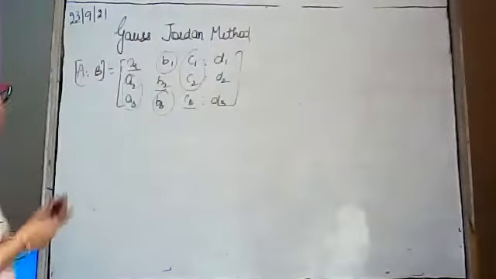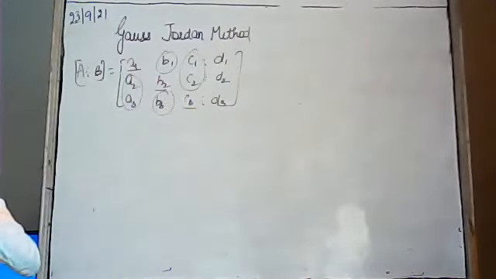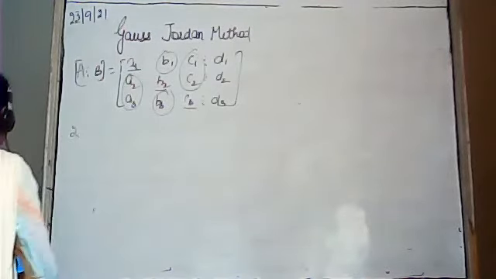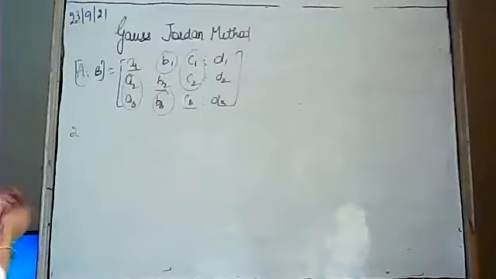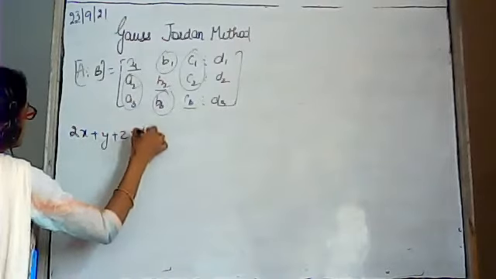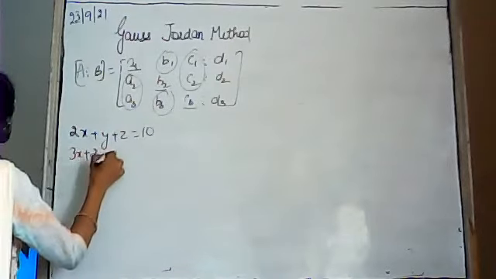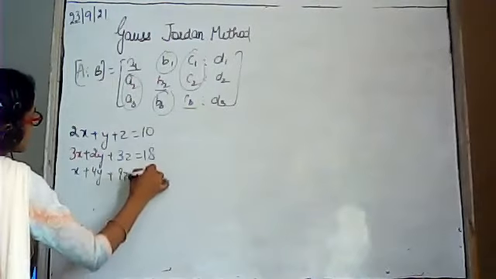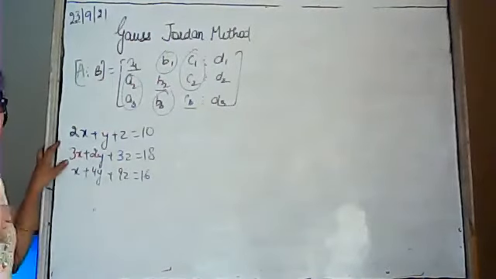क्वेश्चन है इसके ऊपर, solve. Question is, solve 2x plus y plus z is equals to 10, 3x plus 2y plus 3z is equals to 18, and x plus 4y plus 9z is equals to 16. ठीक है? We are having these equations.